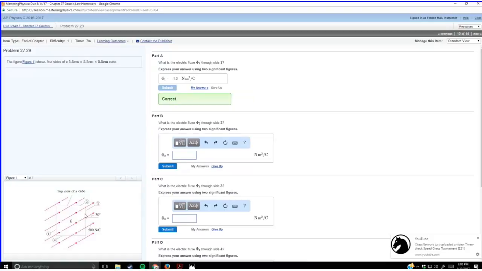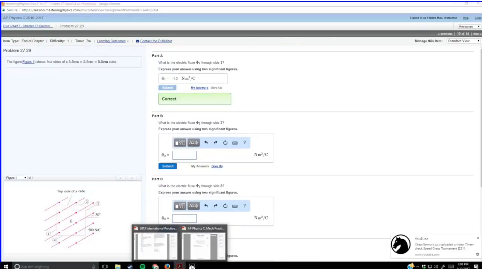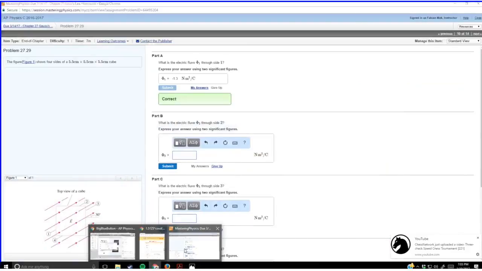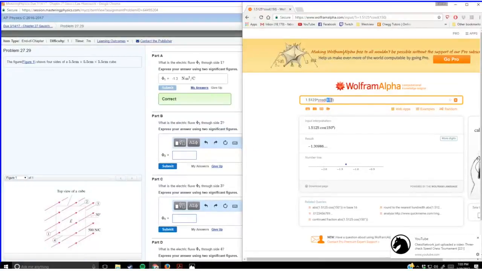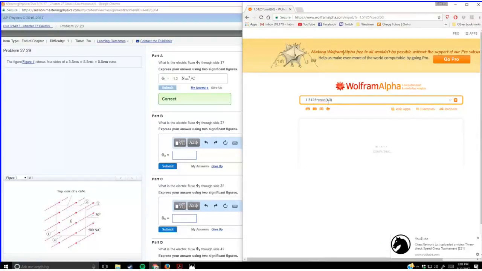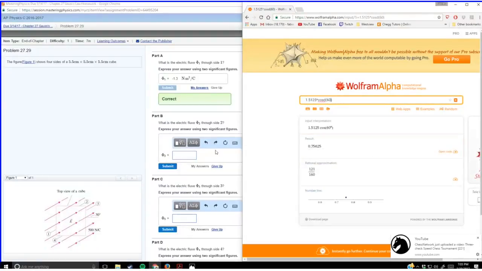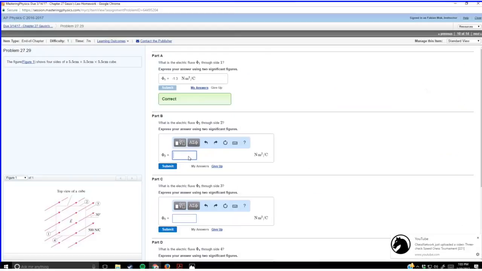Okay. But on side 2, which is the top, it's going out. If you look at the angle between the area vector, which is straight up, and that angle, that would be 60 degrees. So you want the cosine of that. Okay, so that ends up being 0.76.